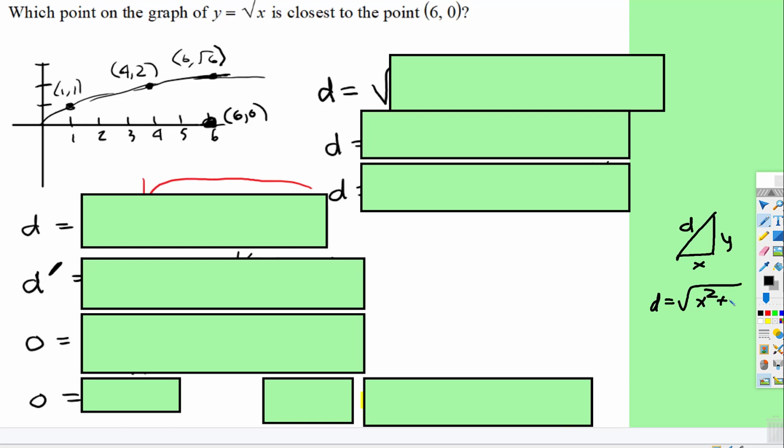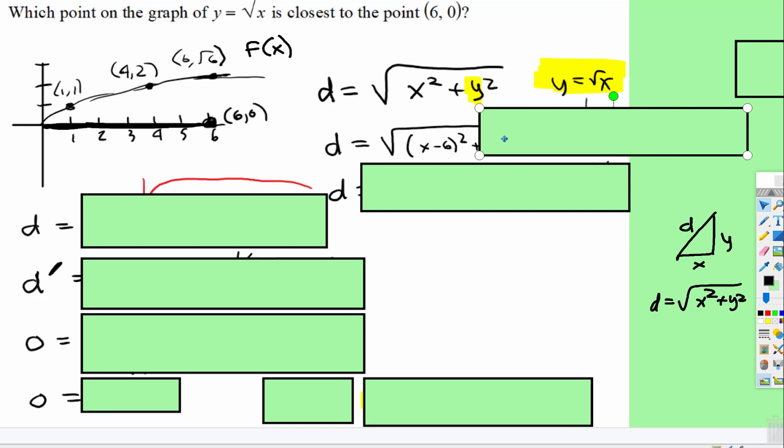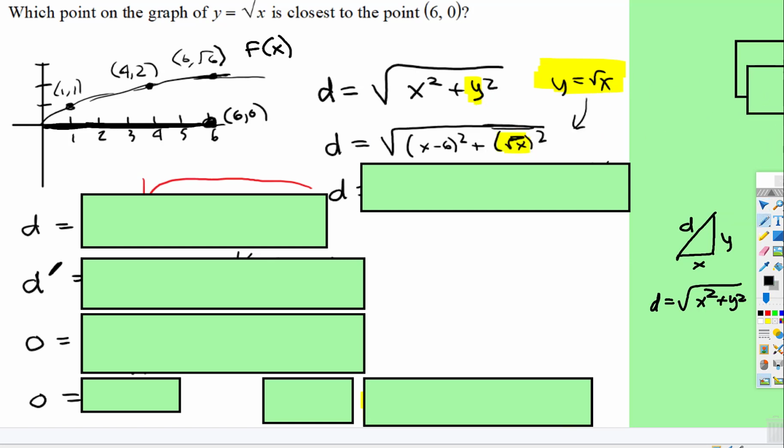is the square root of x squared plus y squared. So we just have to figure out our x and y. Well, here's our x. All right, and then this height, well, that height is f of x. F of x is the square root of x. So y is the square root of x, and the x we can substitute. Remember, it's the distance. Well, that's x subtract 6 squared, right?